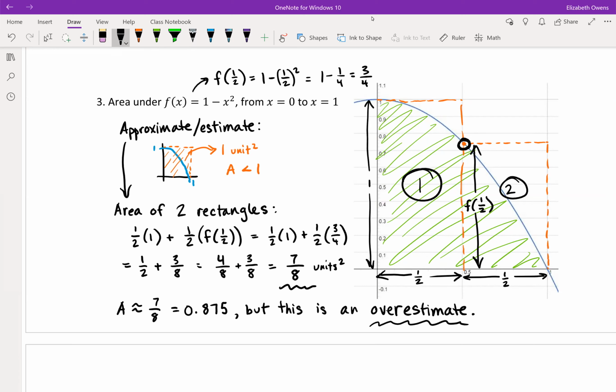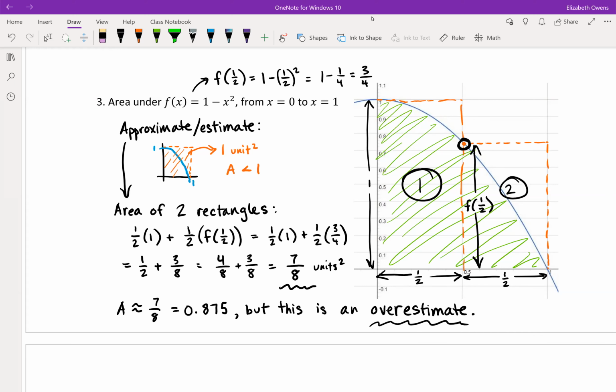So you can estimate by using different rectangles, as we've done here for our parabola f of x equals 1 minus x squared. We're trying to approximate the green shaded area, but we broke it into two orange rectangles there and added together their areas to give us an estimate, but still too large of a value for what we're looking for. It's an overestimate.